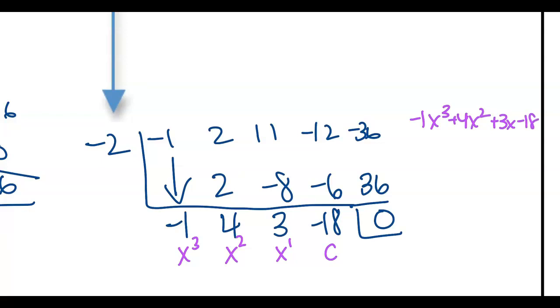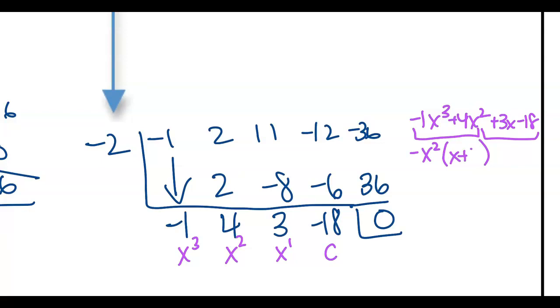What's the only way I could potentially factor this? By grouping. So I can group the first 2 terms and the last 2 terms. Let's try it. In the first group, what can I factor out? Just an x squared? Let's do a -x squared. What does that leave in parentheses?